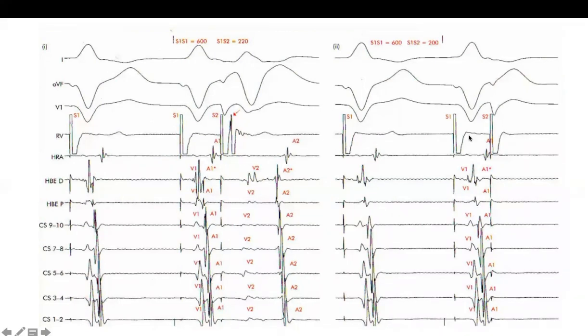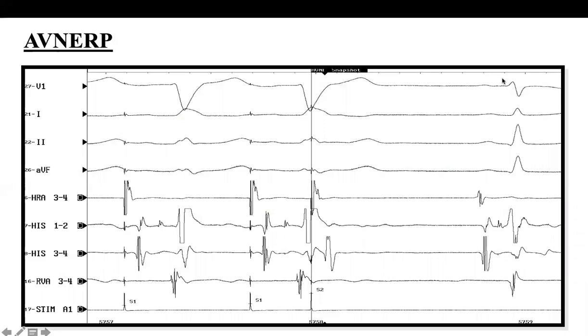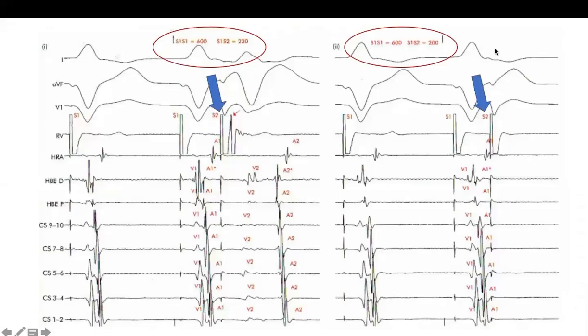Now, when we shorten this a little bit more, you are going to get the stimulus, but you are not going to get the ventricular activity. There is nothing there. You cannot see the ventricular activity, and there is only the stimulus, and we call this the absolute refractory period.